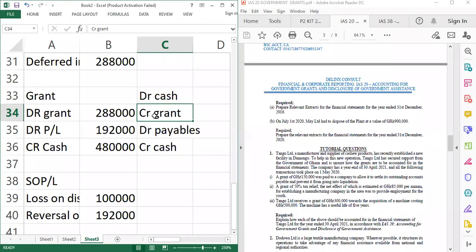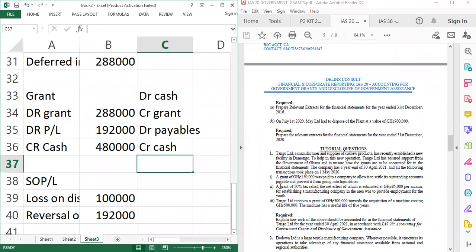So at the end of the year, we send the grant to profit or loss as income. At the end of the day, we still recognize the grants as an income. All right, that is nice.